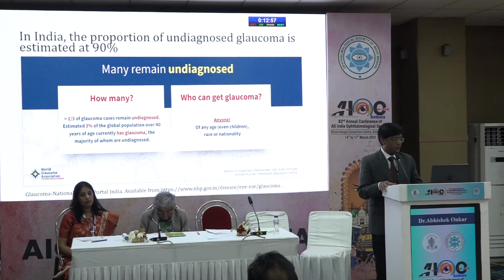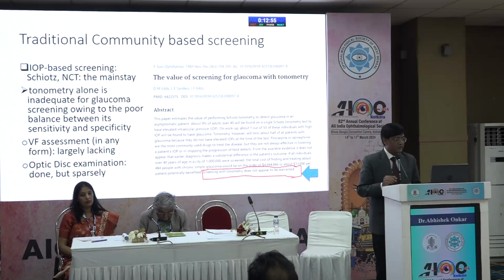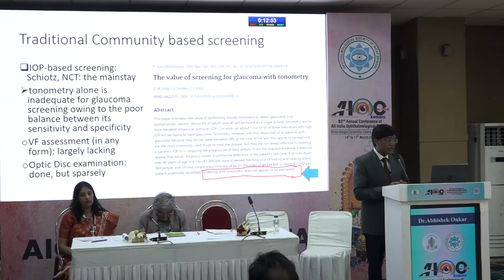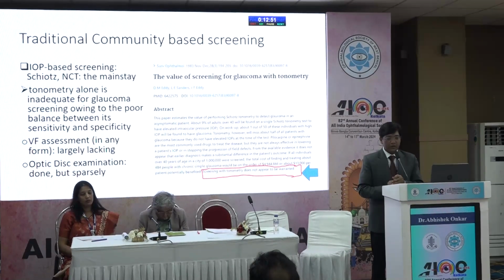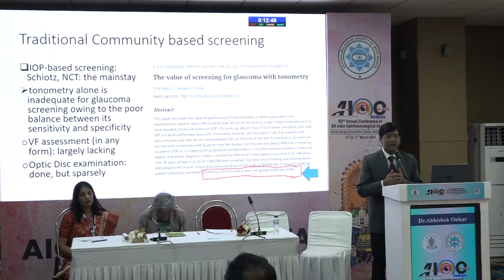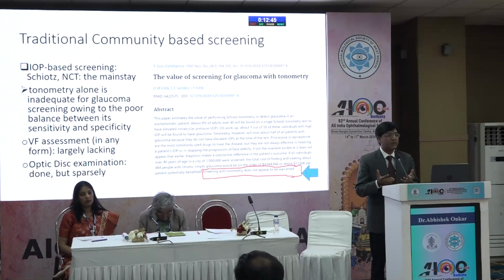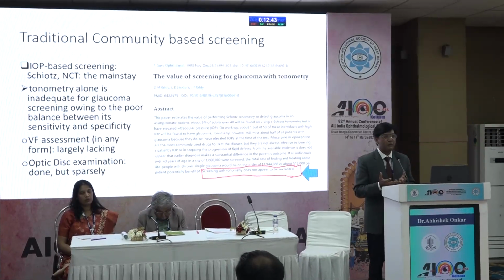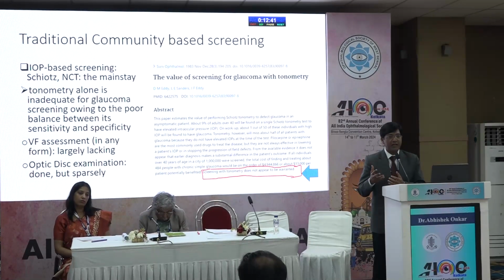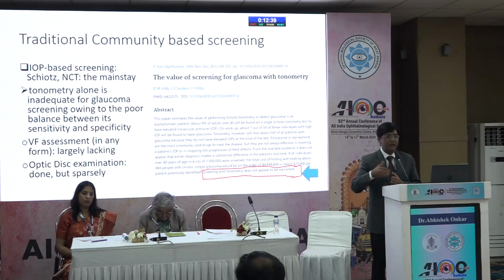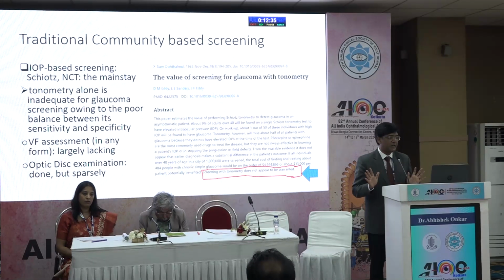So having said that, what should be done? Traditional community-based screening, though we may not like to accept it, has largely been IOP based. That is how we screen for glaucoma mostly. It's only IOP we take, and okay, if IOP is raised, we work up for glaucoma, and if it is not raised, we don't. That is mostly the case in large parts.